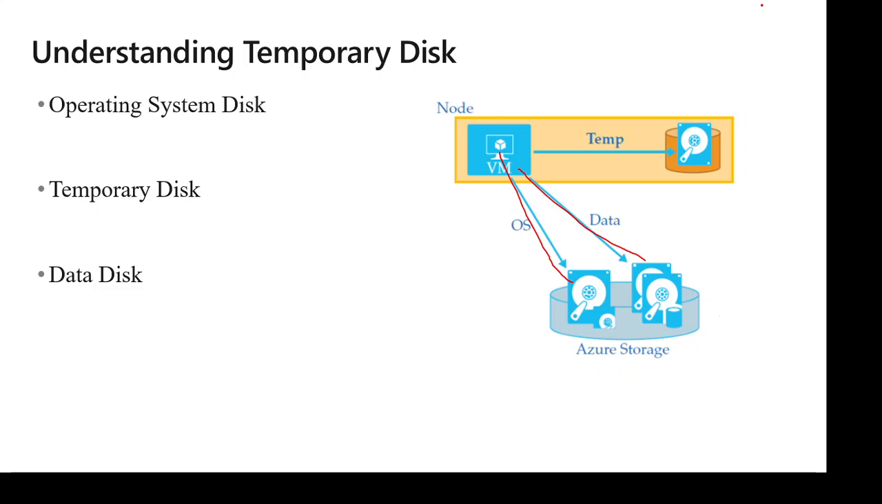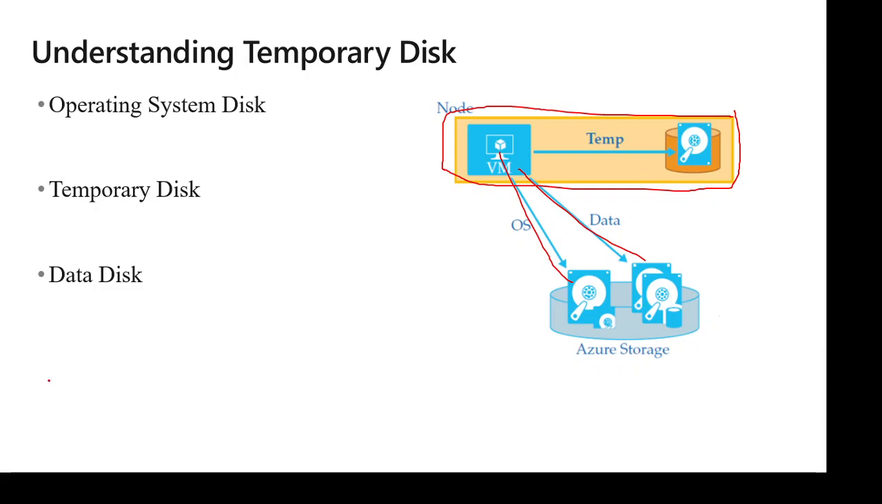All right. So this means my data disk is stored outside of my physical machine. My data disk and OS disk are stored outside of the physical machine, but the temporary data is stored in the physical machine. That's why whenever I reboot or delete the virtual machine, there's a chance I won't get my temporary data. Make sense, guys?